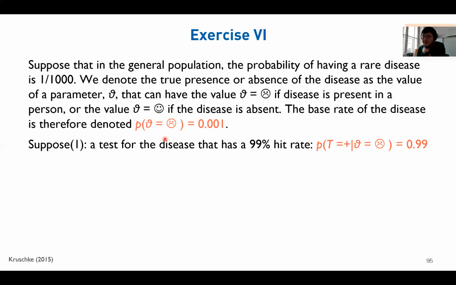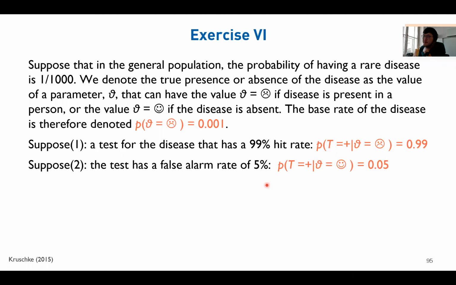So there are a few assumptions. Let's say there's a test for the disease that has a 99% hit rate. Hit rate means when the disease is there, what is the chance to detect it, right? Translating this into statistical language, given that the disease is there, what is the probability that the test gives us a positive result? So here, this is 0.99.